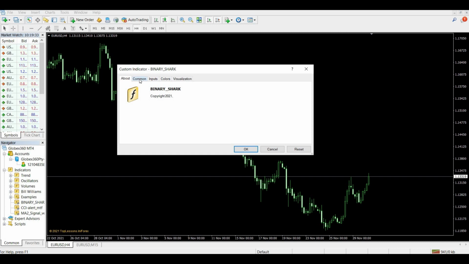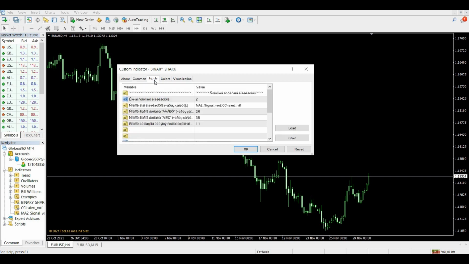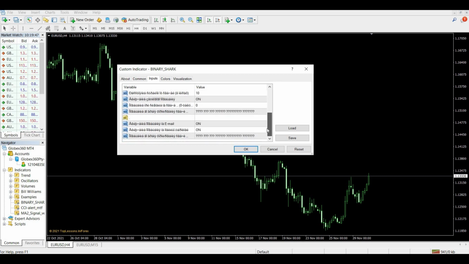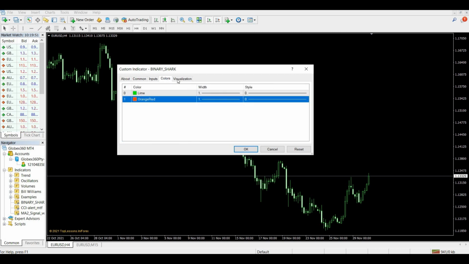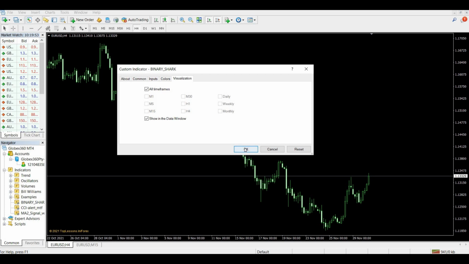Okay, so let's go to the Common page, and at the Common page, most of you know by now that we just need to allow the DLL and allow modifications. Then inputs, like I said, it is a Russian group. It will take us a long time to understand what is going on over here, so we're not going to focus too much on that. Visualization is just basically the time frames that you would like to see this indicator on.